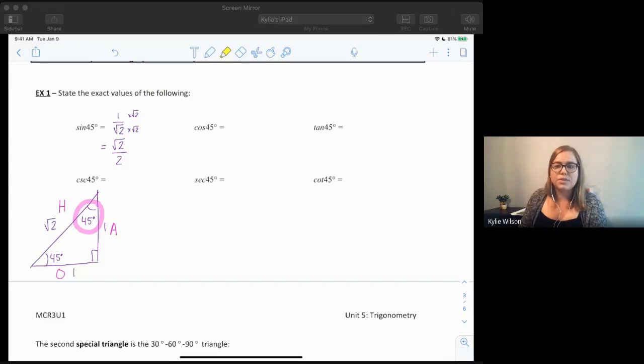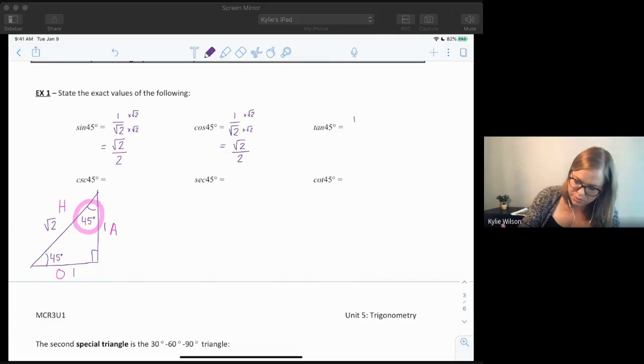Okay, so now let's calculate cosine of 45. Cosine is adjacent over hypotenuse. So again, we have 1 over root 2, but we don't like to have that radical on the bottom. So I'm going to multiply the numerator and the denominator by root 2. So I'll get root 2 over 2. That's my second one. Now for tan 45, if I look at my special triangle here, tan is opposite over adjacent. So I have 1 over 1, which just equals 1.